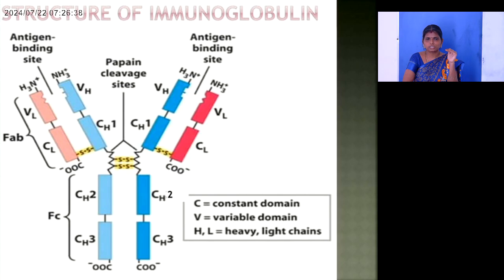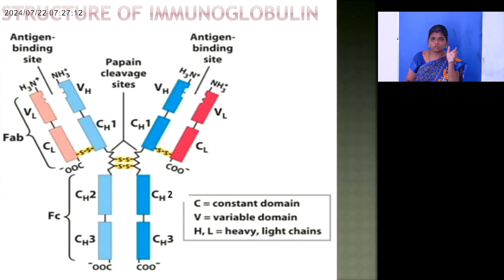The lower portion is called the fragment of crystallization, or Fc region. It is the effector region. The upper portion is called the Fab region, which contains 1 constant heavy chain, 1 variable heavy chain, 1 constant light chain, and 1 variable light chain, where the antigens bind. The Fab region is also called the paratope. The Fc region is the fragment of crystallization, called the effector region.